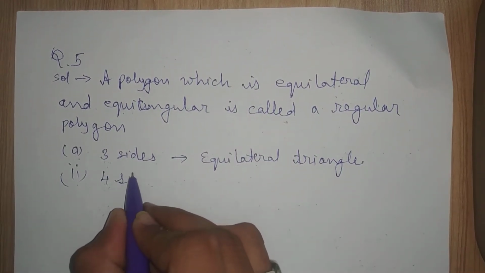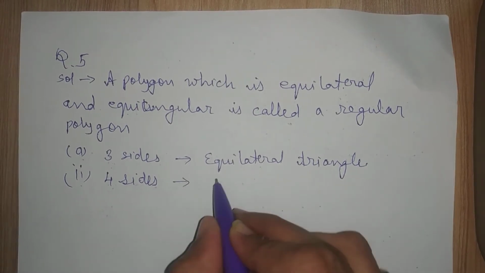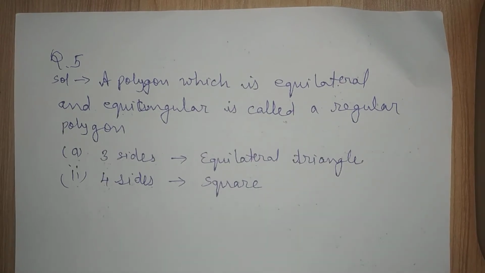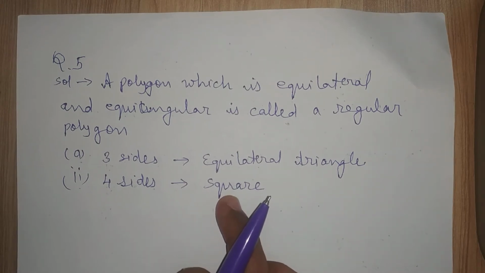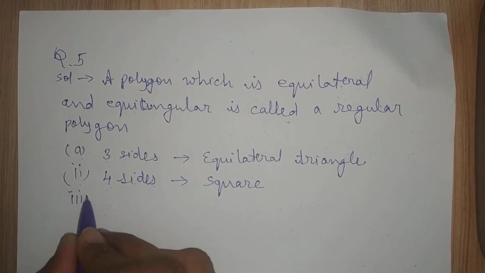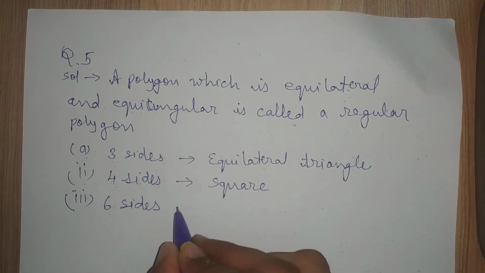what is the name of regular polygon of four sides? So a regular polygon with four sides is square. A rhombus also has four equal sides, but all the angles are not equal, so rhombus is not a regular polygon, while a square has four equal sides and four equal angles, so it is a regular polygon. Six sides, hexagon.